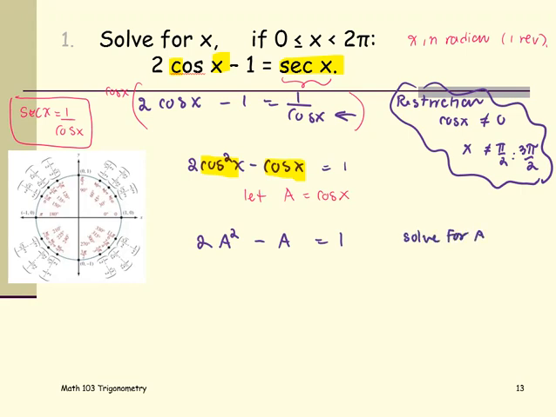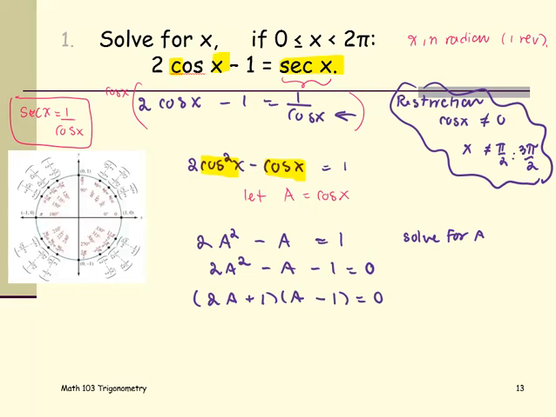To solve for A, we recall that the right-hand side of the quadratic equation must be 0. So we're going to subtract 1 from both sides. So we get 2A squared minus A minus 1 equals 0. And then factor completely, to get minus 1 for the last group and plus 1 for the first group.